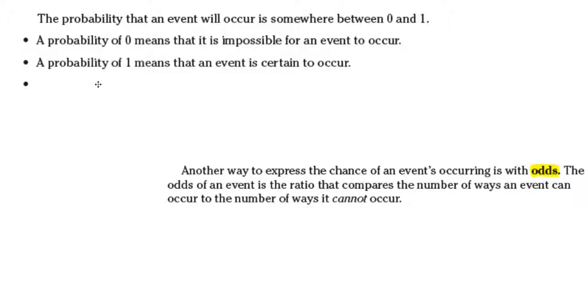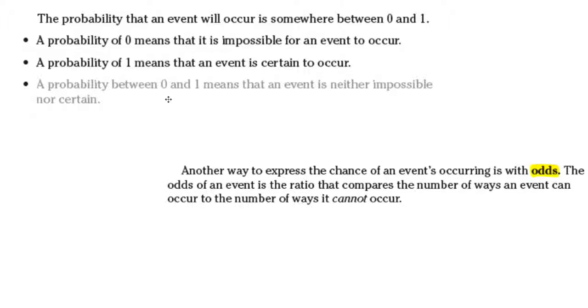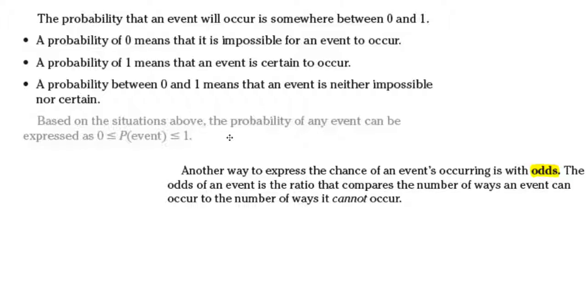And finally, a probability between 0 and 1 means that an event is neither impossible nor certain. Okay? So based on the situations above, the probability of any event can be expressed as: the probability of an event is greater than or equal to 0 and less than or equal to 1. It cannot be greater than 1, it cannot be less than 0. It's in between 0 and 1.